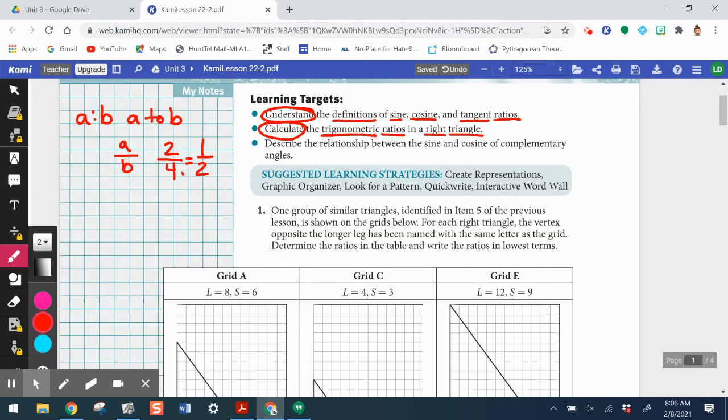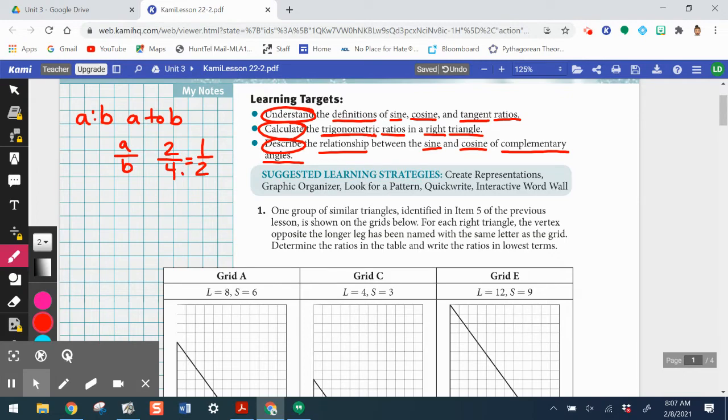And we're gonna pick out some very specific comparisons of numbers in this lesson. So we're going to understand definitions of sine, cosine, tangent, calculate those ratios in a right triangle, and then describe the relationship between the sine and cosine of complementary angles. Notice that we use that information at the beginning to recall what it means for two angles to be complementary. It's two angles that sum to equal 90 degrees.